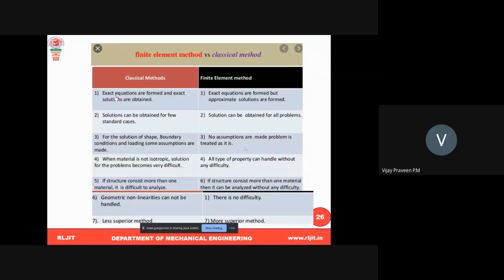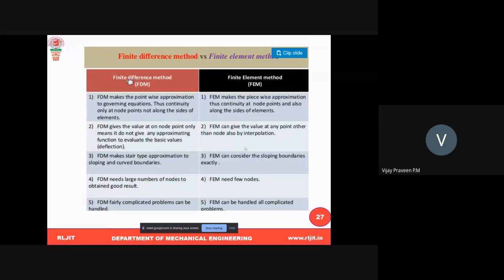Now, one more important question they will ask you. What is the difference between FDM and FEM? That is, finite difference method and finite element method. Both are which type of method?